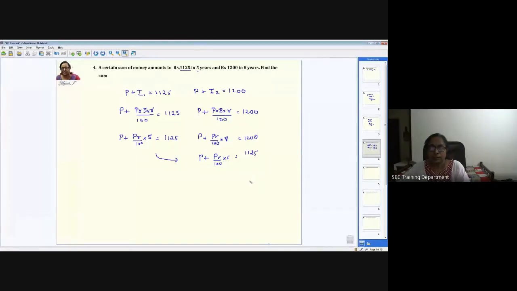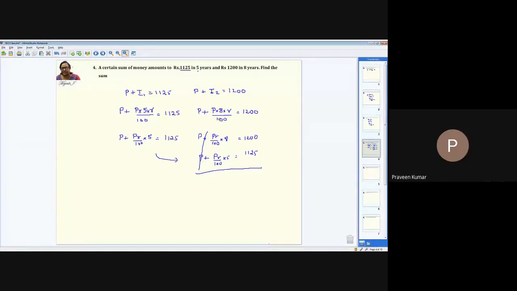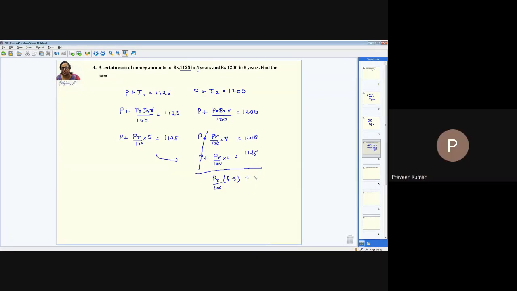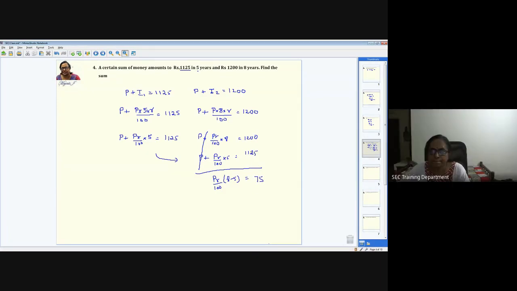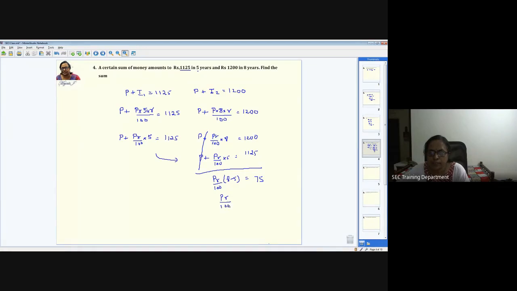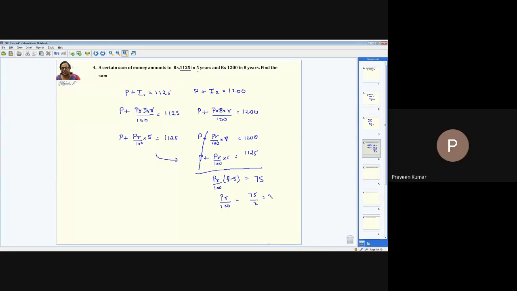Yeah, so here, just solve this. These are the two equations. Just subtract this. This will get 3P cancelled. And this is going to be how much? 3PR by 100. Here, by 100 is common, and within the bracket is going to be 8 minus 5. And how much is this? 200 minus 125, 75. So PR by 100 is going to be 75 by 3, which is 25.